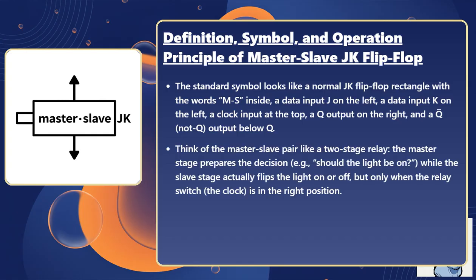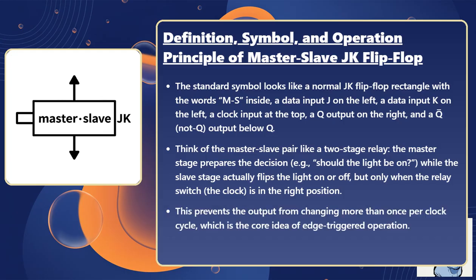Think of the master-slave pair like a two-stage relay. The master stage prepares the decision, for example, should the light be on, while the slave stage actually flips the light on or off, but only when the relay switch, the clock, is in the right position. This prevents the output from changing more than once per clock cycle, which is the core idea of edge-triggered operation.